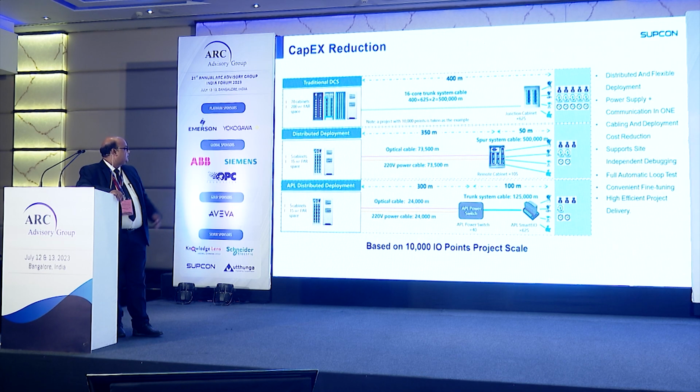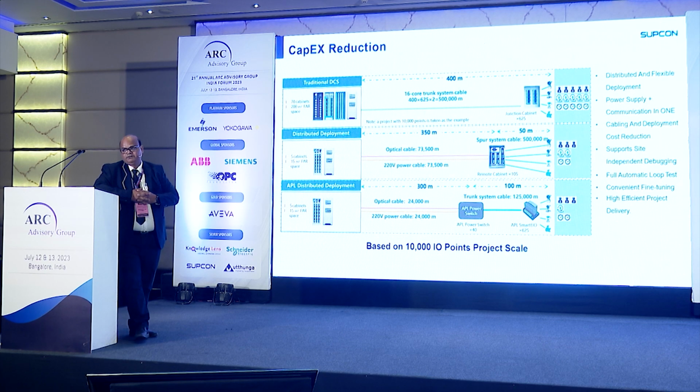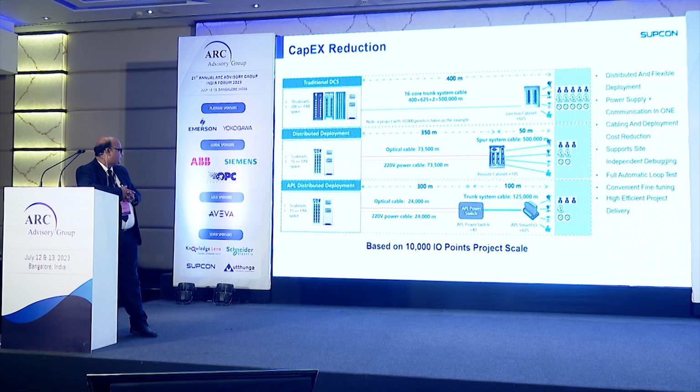In the second case, the distributed deployment, you have 5 to 6 cabinets in the central control room. Then you have DCS panels at different locations of the plant, and from there we have to lay the optical cable, and then lay the individual cables to the field instruments. But with the APL distributed deployment, we have only 5 cabinets in our central control room.